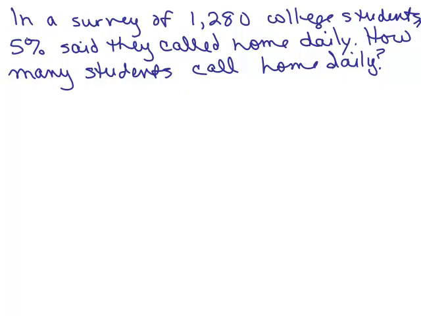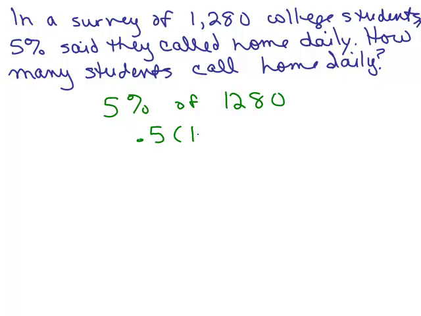Here's another one. In a survey of 1,280 college students, 5% said they called home daily. How many students call home daily? All right, well, we've got 1,280 college students and 5% call home, and that's what we're looking for. How many? So again, that just means 5% of 1,280. And again, you can change this 5% to a decimal or a fraction.